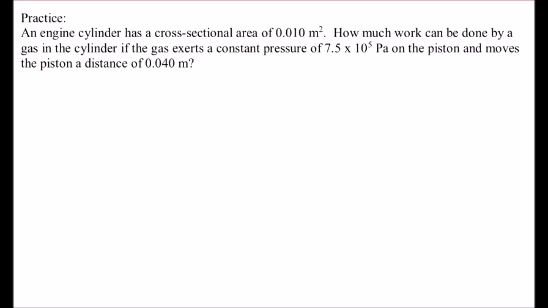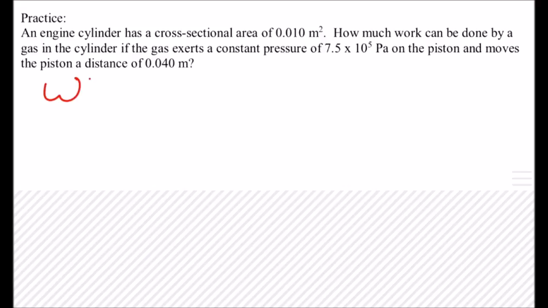All right, so let's work a practice question here. An engine cylinder has a cross-sectional area of 0.010 meters squared. How much work can be done by a gas in the cylinder if the gas exerts a constant pressure of 7.5 times 10 to the 5th pascals on the piston and moves the piston a distance of 0.040 meters? All right, let's write down our equation for work done on or by a gas.